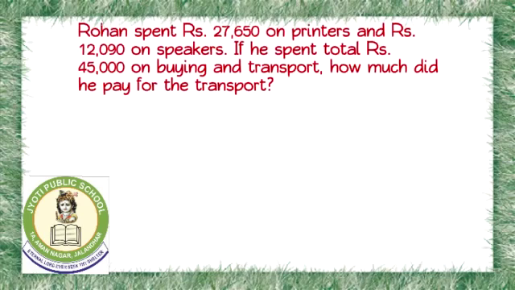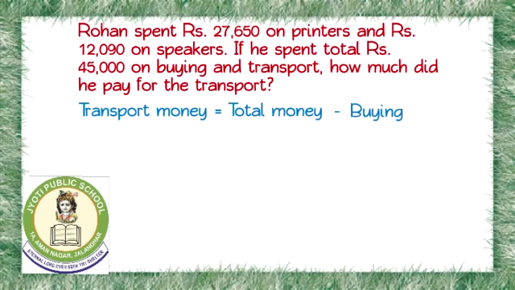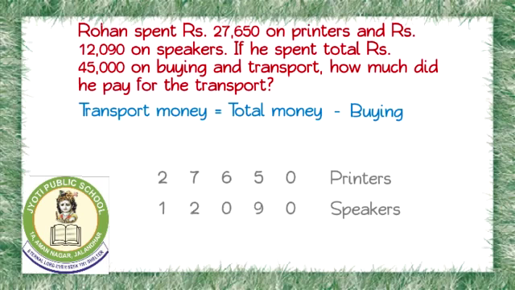Rohan spent rupees 27,650 on printers and rupees 12,090 on speakers. If he spent total rupees 45,000 on buying and transport, how much did he pay for the transport? We have to find out how much Rohan spent on transport. How do we find that? We know the total money he spent. From that, we subtract the money spent on buying things. How much money did Rohan spend on buying things? Money for printers plus money for speakers. So, we do the addition and get the answer. So, he spent 39,740 rupees on buying.